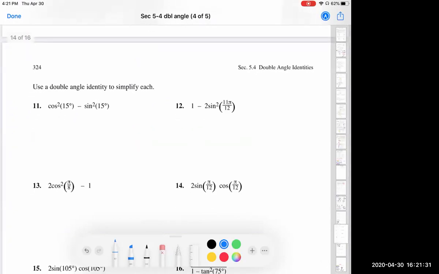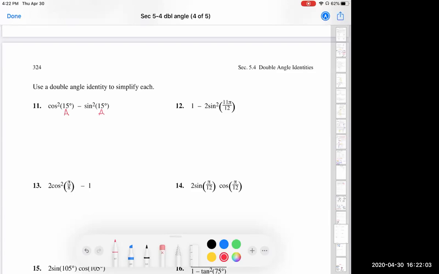Number 11, you want to use a double angle identity to simplify each. Okay, so I see cosine squared minus sine squared of an angle. Let's say this is an A. Let's rewrite it. First of all, you should know you have to rewrite it because you don't have 15 in the unit circle. So how can you find that value squared if you don't know what that represents? You do not know what 15 is.